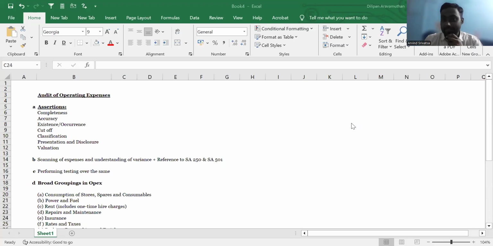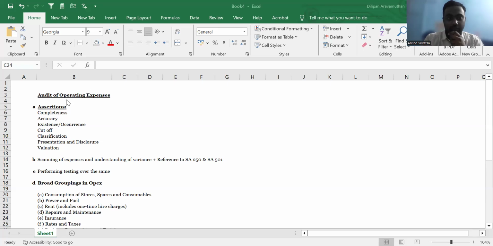Guys, this series is especially for those who have completed CA Intermediate and are entering into their articleship, or maybe even for those who are pursuing their articleship and want to get an understanding of how audit works, or how the audit of particular financial statement line items works. Without any further ado, let's dive into operating expenses, understand how it works, what we are supposed to do, how we are supposed to do it, and let's rock it, guys.